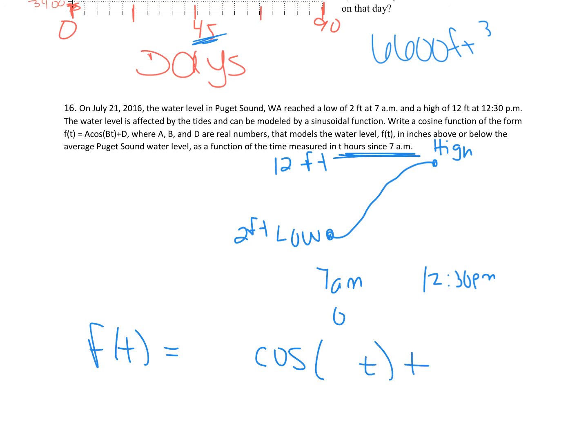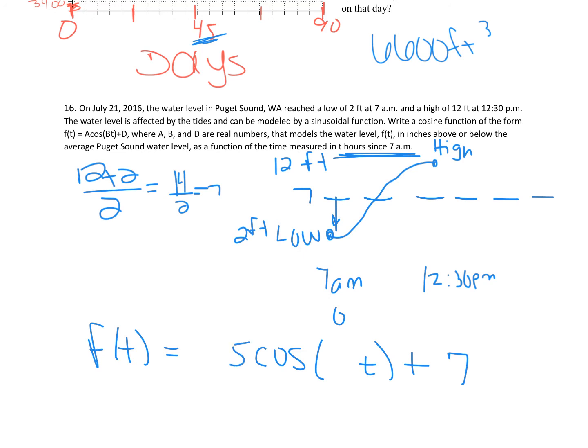So we're going to first find our midline. The best way to find a midline is to remember that it's the average. So if you just do 12 plus 2 and divide that by 2, you'll get 14 over 2, which means 7 feet is here. You could probably figure that out without me doing that math. And then 7 above and below this is just 5. So the amplitude should be 5, but be smart here. This is a negative cosine curve. If I continue it, you'll probably see it. It's frowning. So if you don't have that negative, that's a problem.